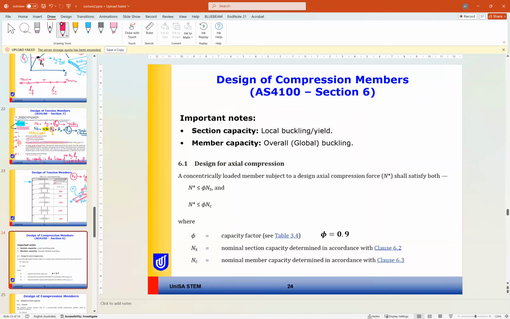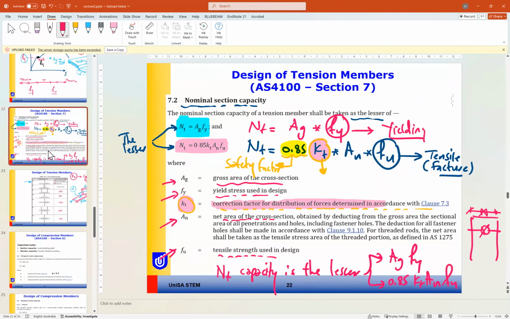And now we jump to the next part. Do you have any question about the tension members? Any question about tension members? All good? Okay, guys, thank you.